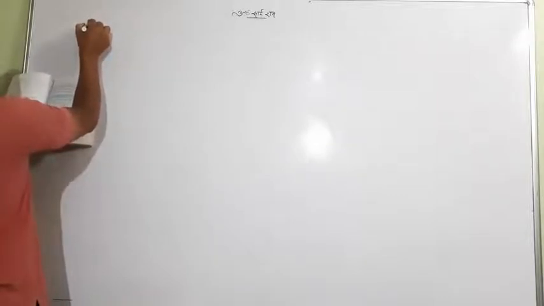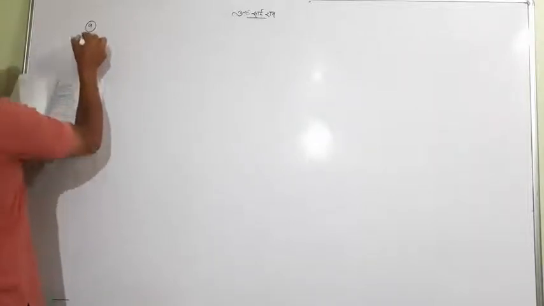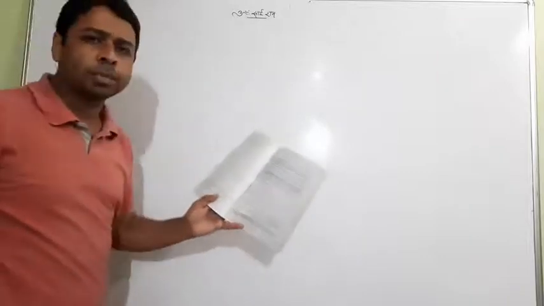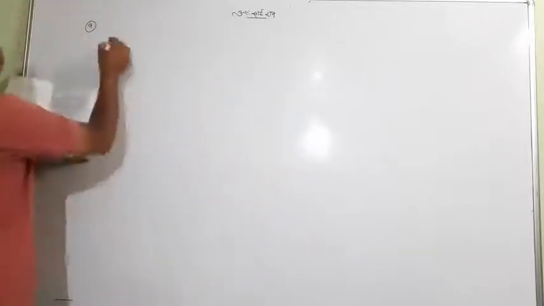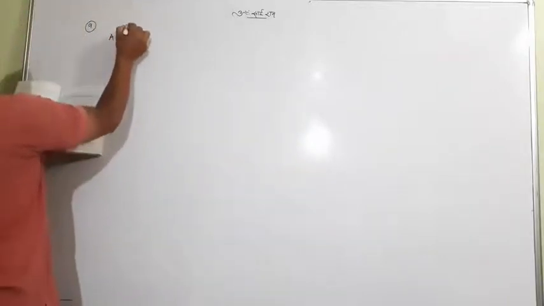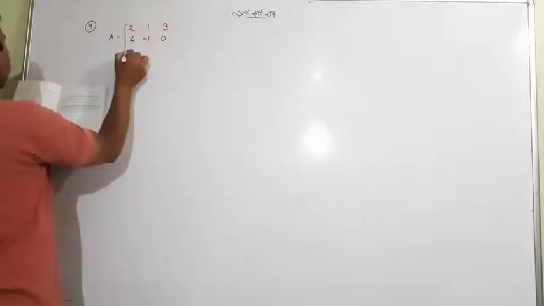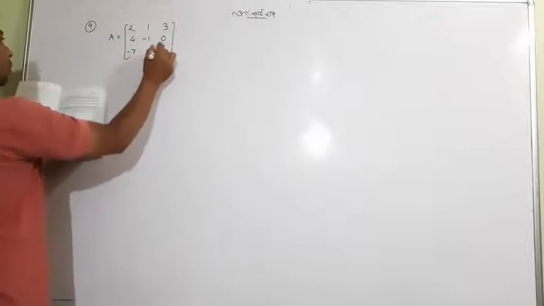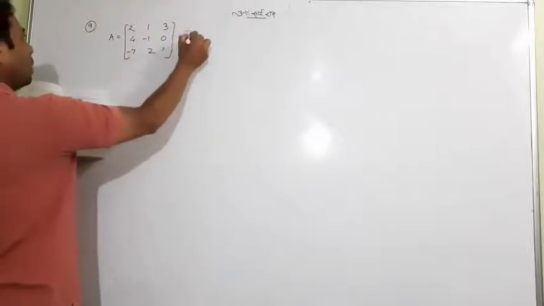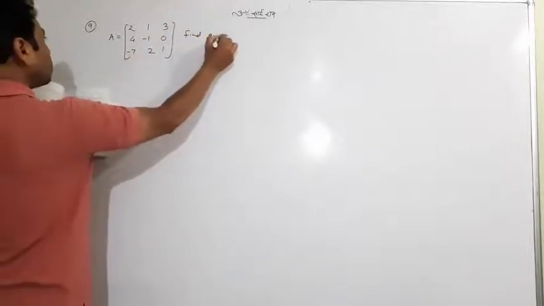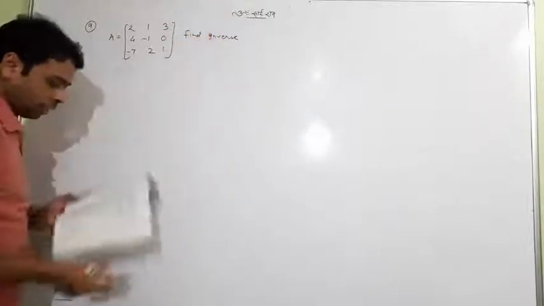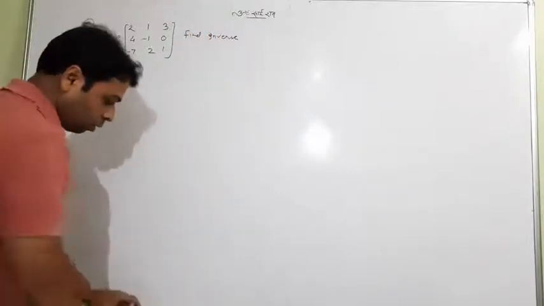I'm telling you here, question number 9 or 9, 7, 8, 10, all are similar questions. So 3 by 3 matrices I'm taking here. It is 2, 1, 3, 4, minus 1, 0, minus 7, 2 and 1. Find the inverse of the matrix. This is a question.